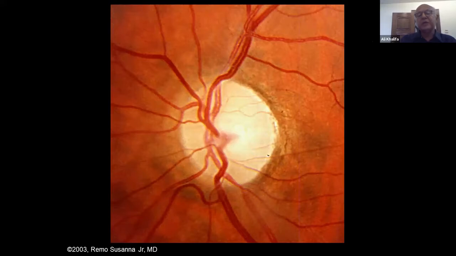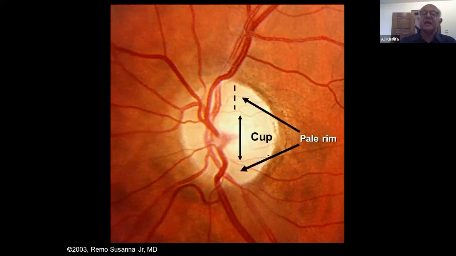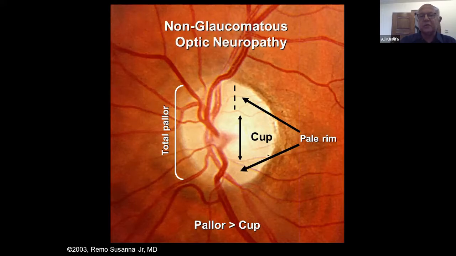If you look at this picture, we'll find that here is the kinking of the blood vessel, and this denotes the cup. And we find that the pallor is greater than the cup. Therefore, this is a neurological, not a glaucomatous cupping. Non-glaucomatous optic neuropathy.